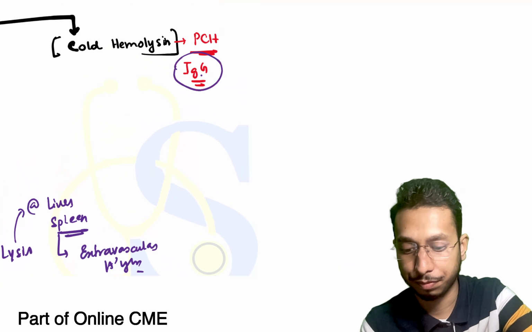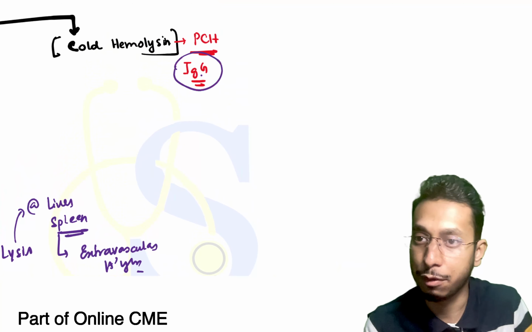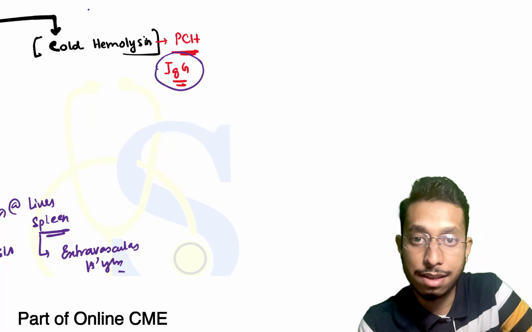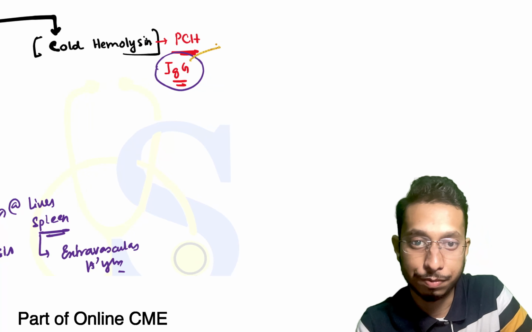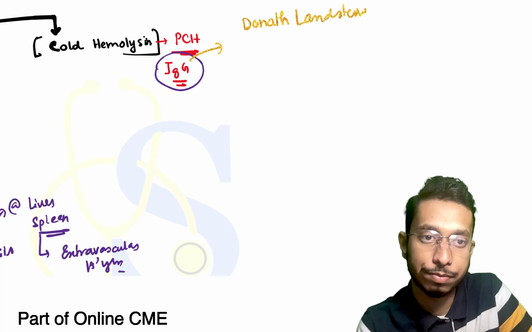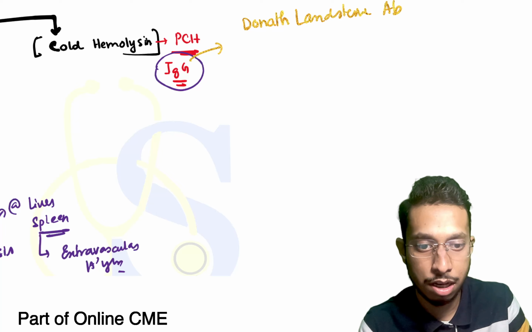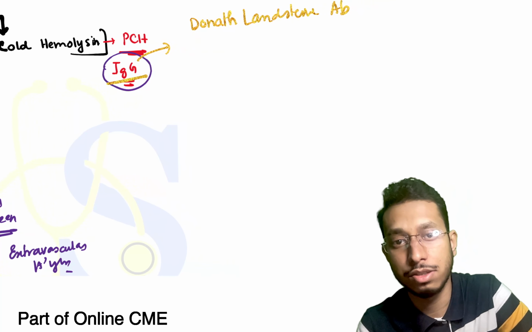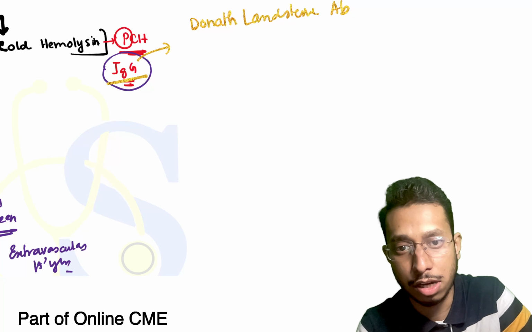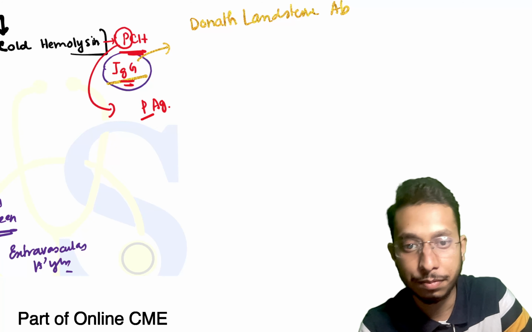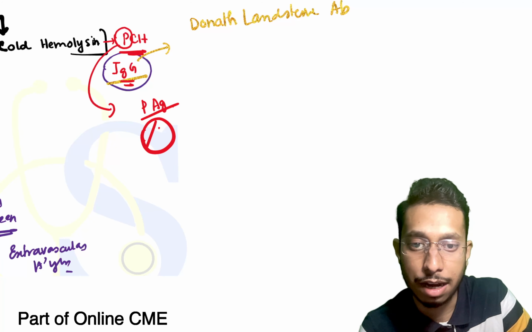All right. Now, if we discuss what happens in cold hemolysis, remember it is IgG mediated. IgG is one which acts mainly at warm temperature, not at cold temperature. So what will happen to it? So this IgG is directed against an antibody known as the Donath-Landsteiner antibody. Right. Now this Donath-Landsteiner antibody, as seen in paroxysmal cold hemoglobinuria, is against the P antigen of the red blood cell.